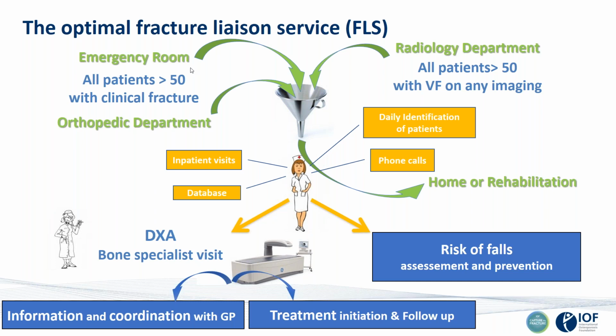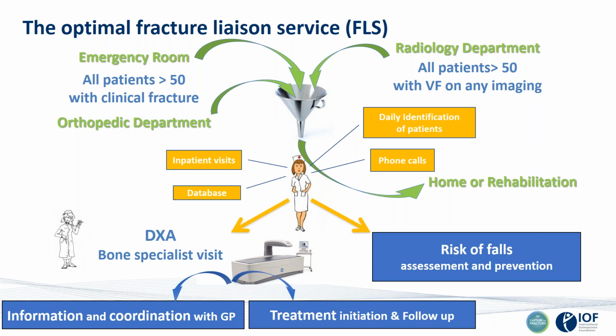So what I just summarized in this couple of pictures is the left part of the slide, the emergency room, then the orthopedic ward, and usually an FLS will focus on patients that are older than 50 with a clinical fracture, and patients that are managed within the hospital through the ER and the orthopedic ward.